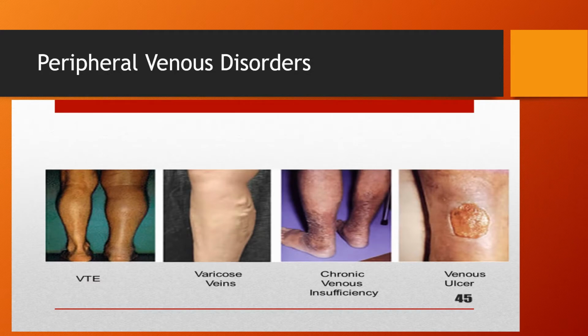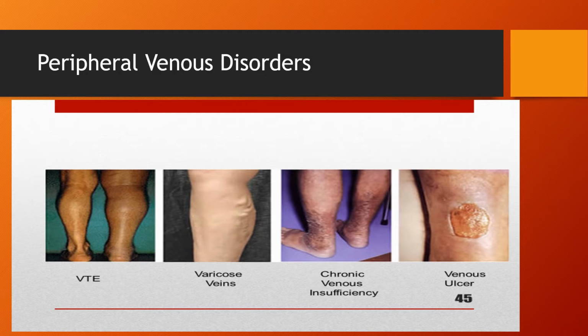So let's begin. This picture shows you a picture of a person with a venous thromboembolism, and it shows you the swelling on a unilateral lower extremity in the first picture. Then it shows you the varicose veins in the second picture. You can see how each of these can be a body image issue for your patient, so be sensitive. Then you have the chronic venous insufficiency.